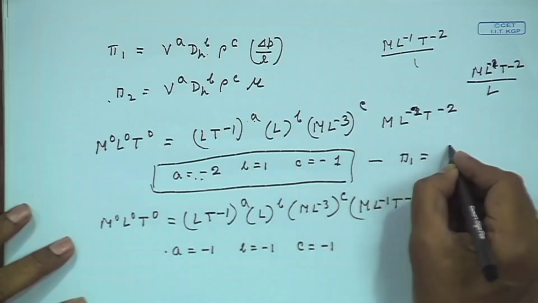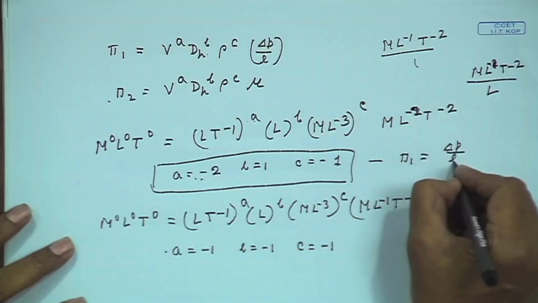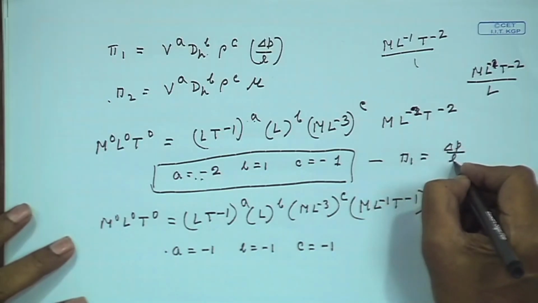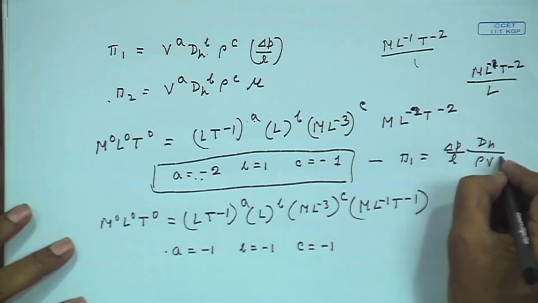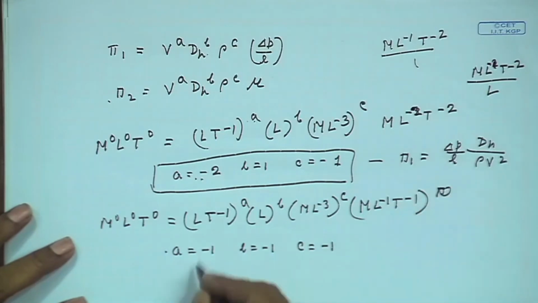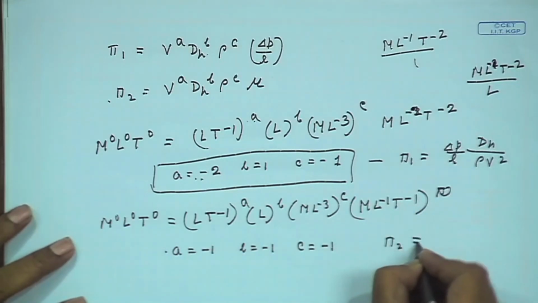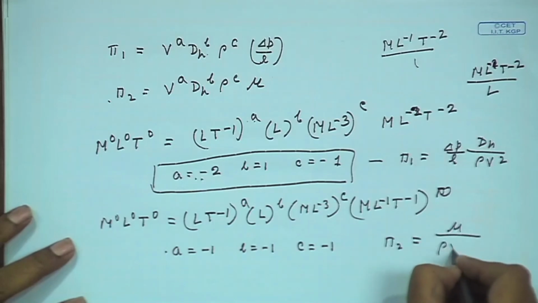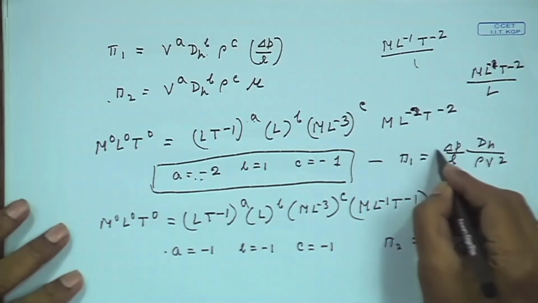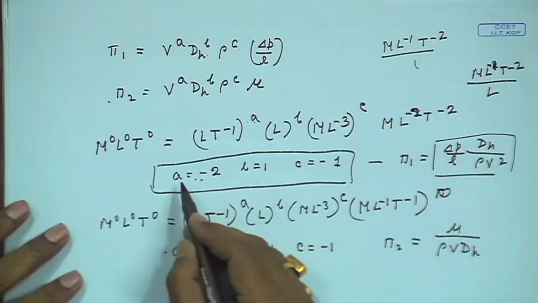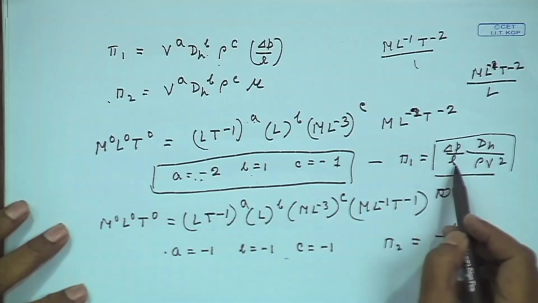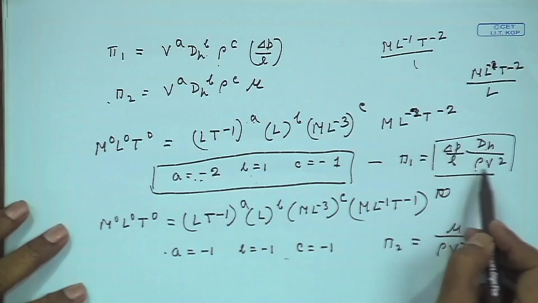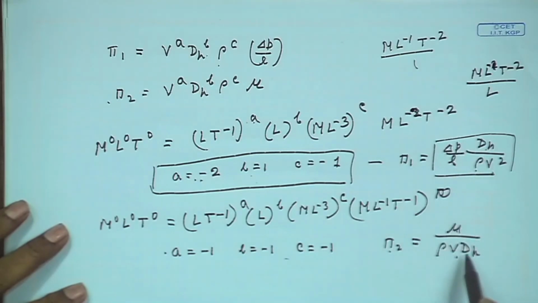If you put the values of A, B, C in the pi terms, you get pi 1 as delta P by L, dH by rho V square, and pi 2 is equal to mu by rho V dH. So, pi 1 will be delta P by L times dH by rho V square, and pi 2 will be mu by rho V dH. Thank you.